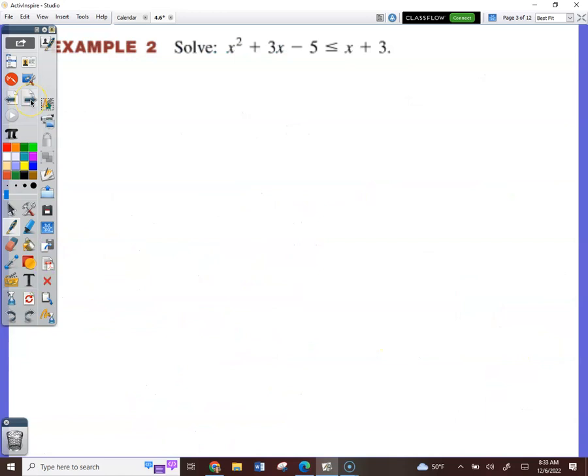All right. Let's try another one. Example 2. Now this one's slightly different. What do you notice? You got stuff on each side, right? You can't do this technique, the graphing technique, if you've got stuff on each side. Because this is no longer where's the graph above or below the x-axis. Now it's where is this graph, in this case, below this graph. We don't want to do that, okay?